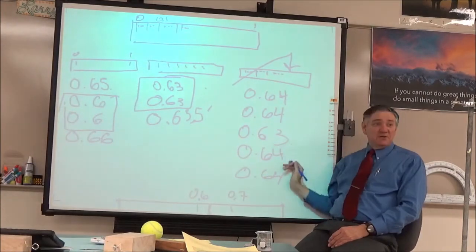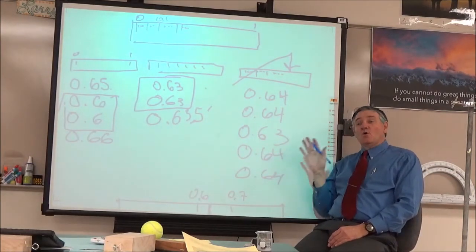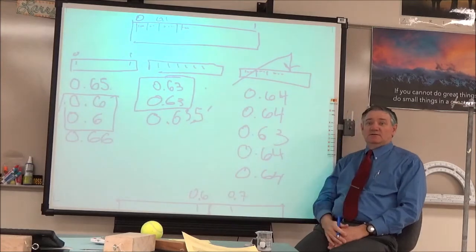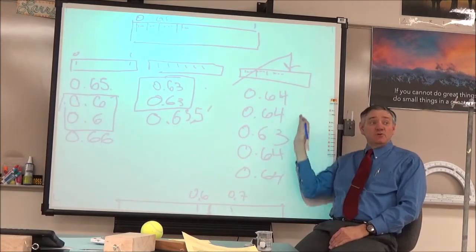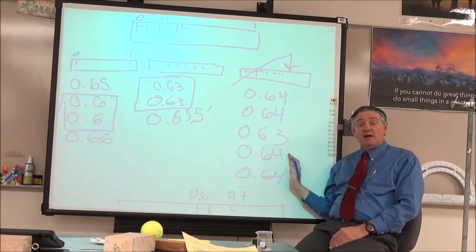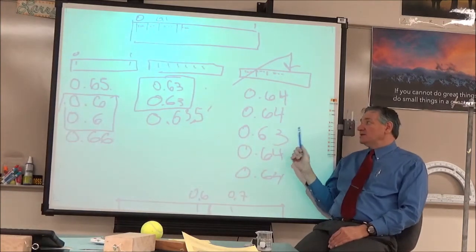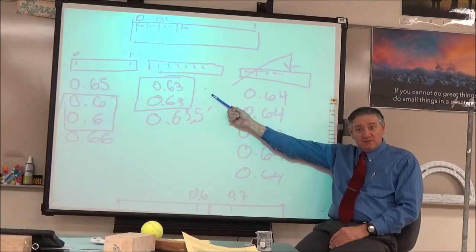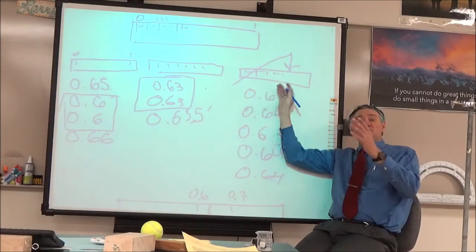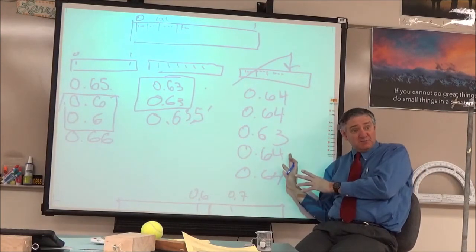So for all of you that got this one, what should you have done? Yes, you should have gone one more place, okay? Because otherwise, it looks like you have this measuring device. So you didn't put enough decimal places out there.